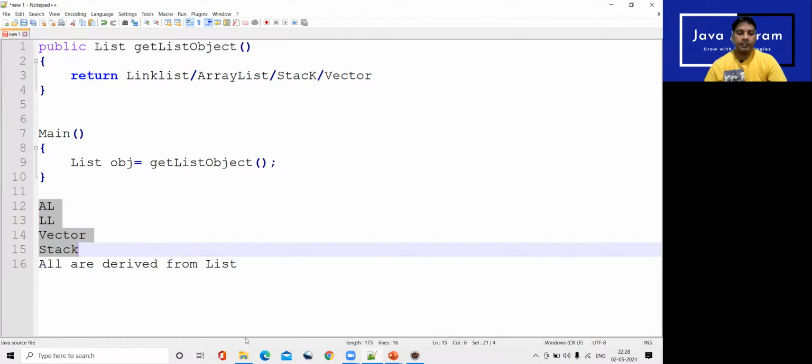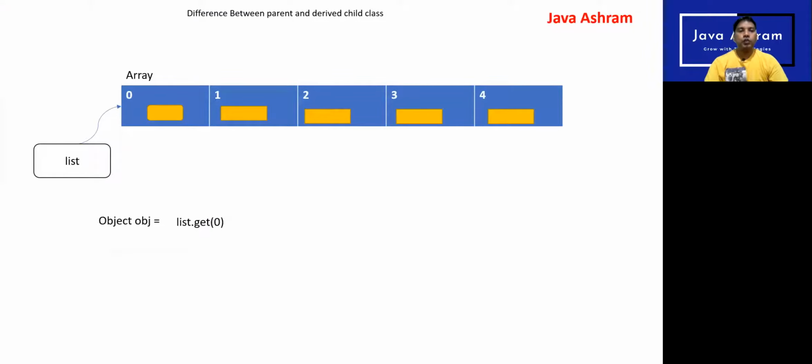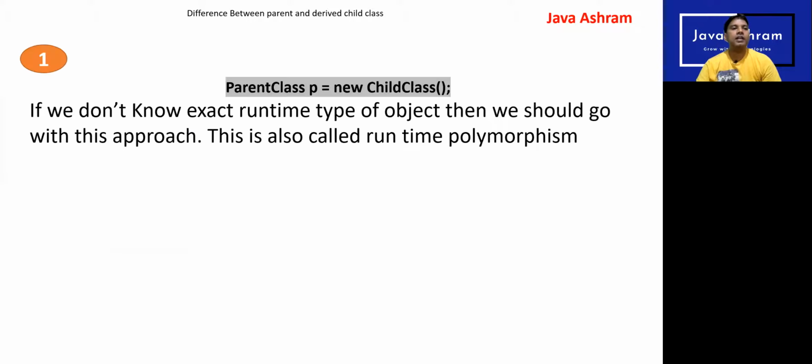Okay, so let's go there and see again. So by seeing these two analogies, what can we conclude? We can conclude that if we don't know the exact runtime type of object, then we should go with this approach. This is also called runtime polymorphism. Polymorphism means to show different behavior in different instances. Okay, this is called polymorphism. So we don't know the exact runtime type of object, what kind of object it's holding. Then we should go with this kind of approach.